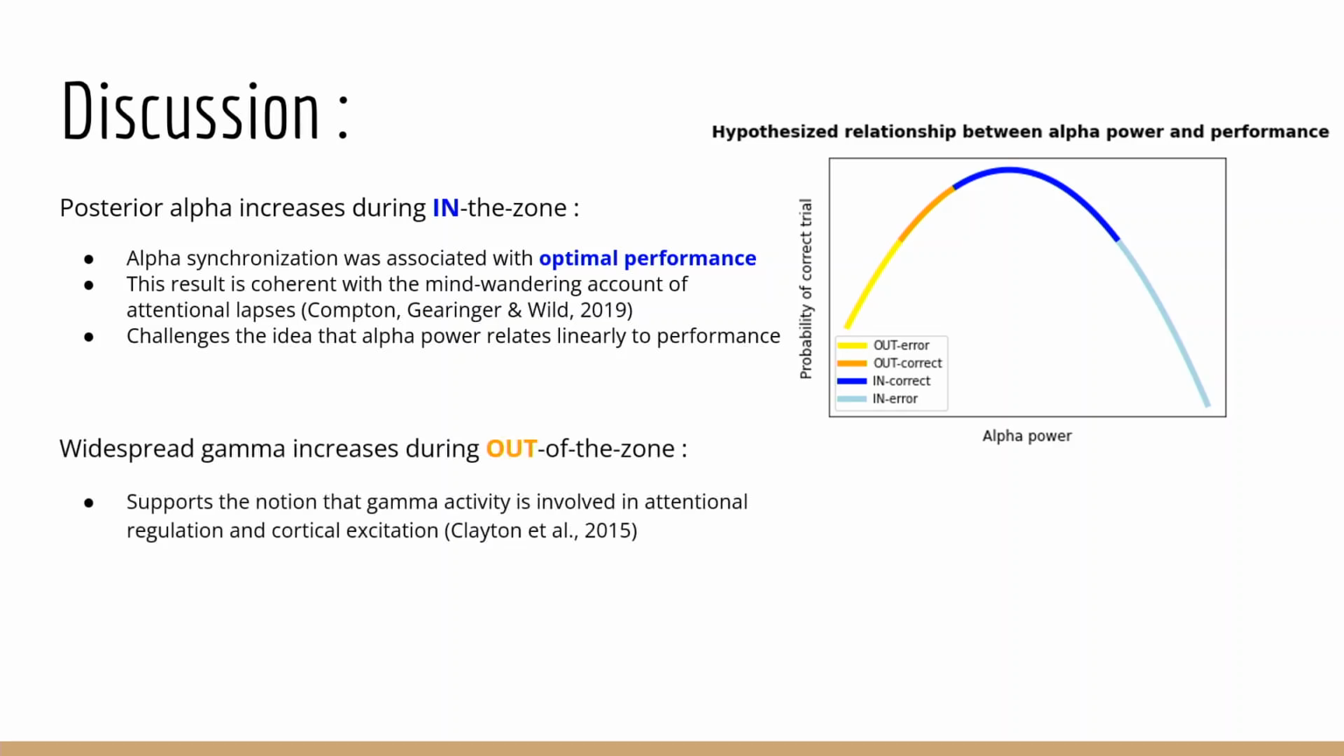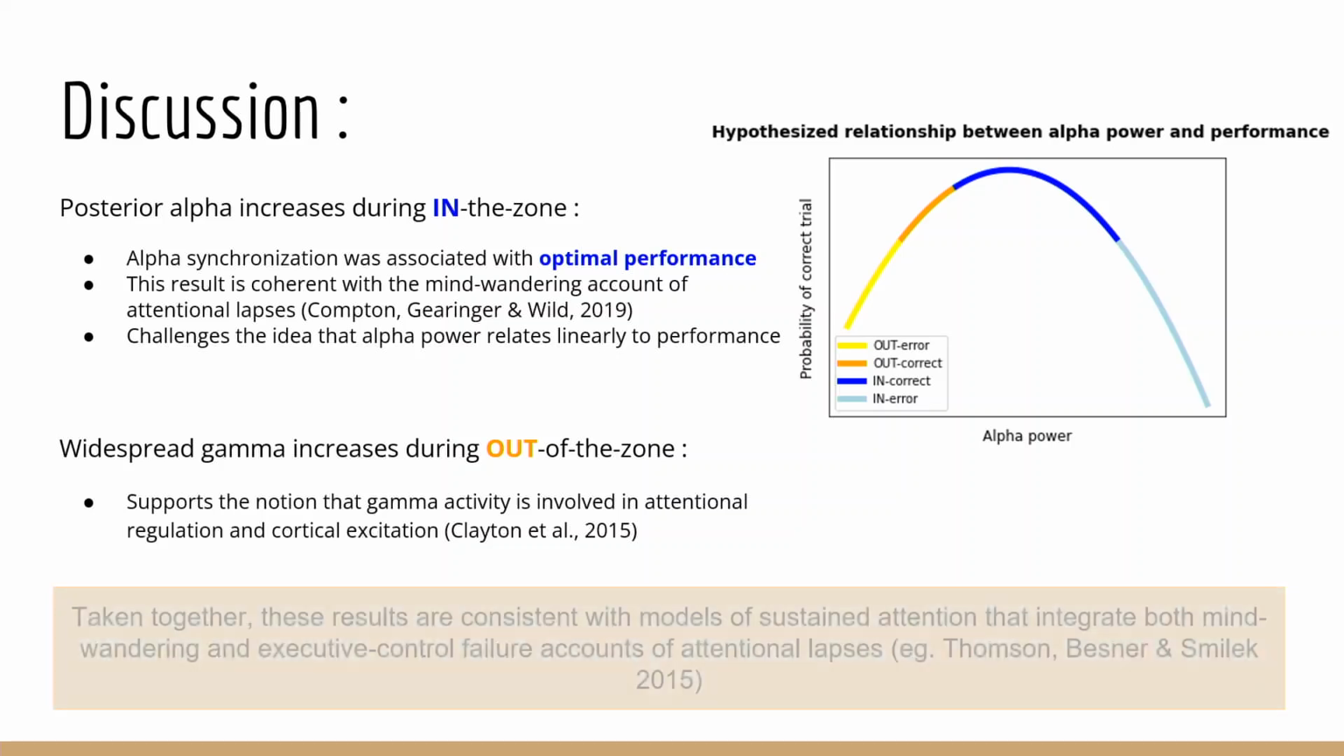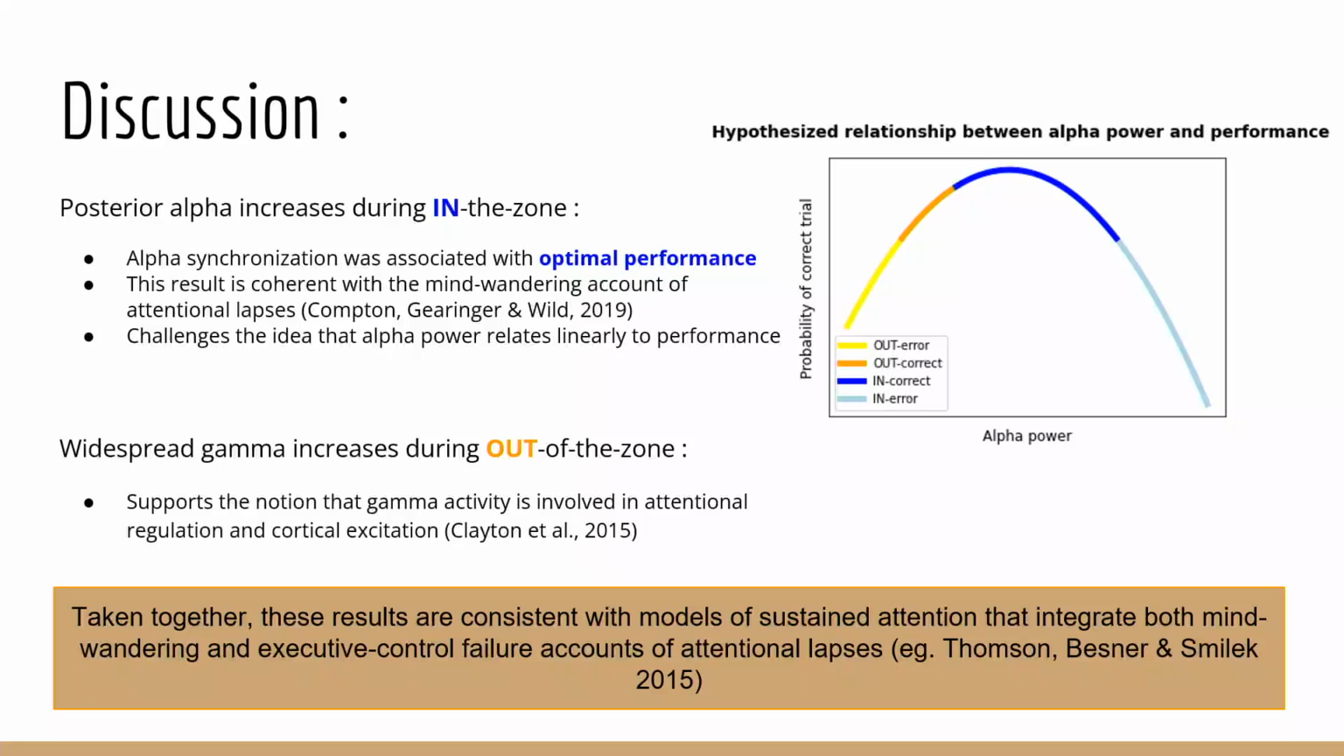Opposite to this effect, we found an increase of gamma activity in widespread regions, which supports the notion that the gamma band is involved in attentional regulation by allowing cortical excitation. But taken together, these results are thus consistent with models of sustained attention that integrate both accounts of errors, so the mind-wandering account and also the executive control failure account, that were both observed in the same paradigm.